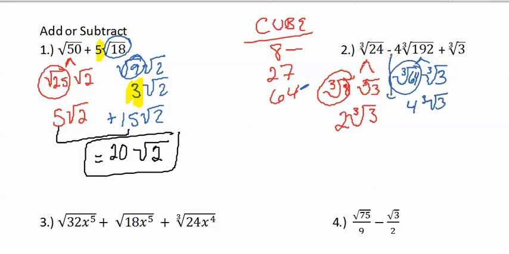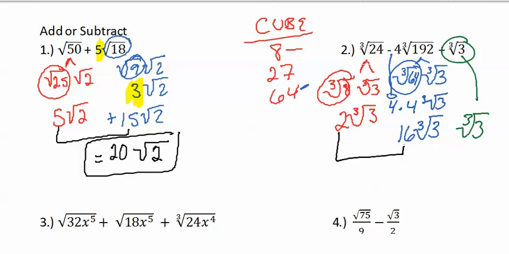But remember that also has a 4 out in front, so it's really 4 times 4, which is 16 cube root of 3. And then finally, the cube root of 3 cannot be broken down, so we're going to leave that as is. So 3 cube root of 3. They all match up with the index and the radicand, so we're just going to go ahead and do the operations. 2 minus 16 is going to be negative 14 cube root of 3 plus cube root of 3 will give you negative 13 cube root of 3.